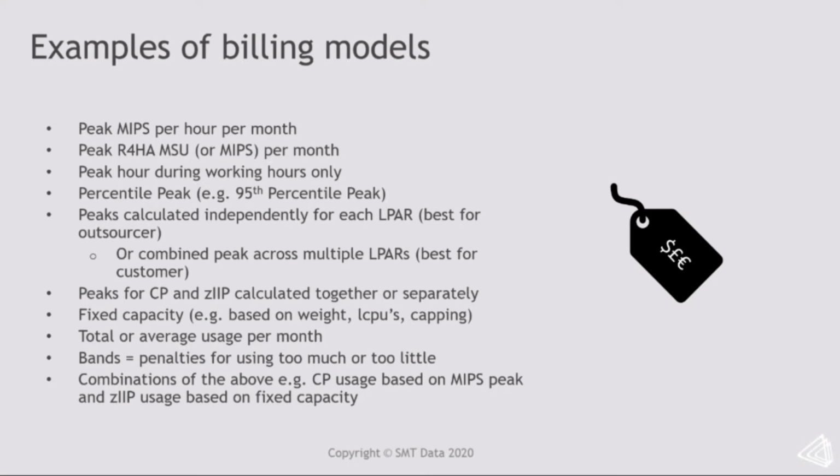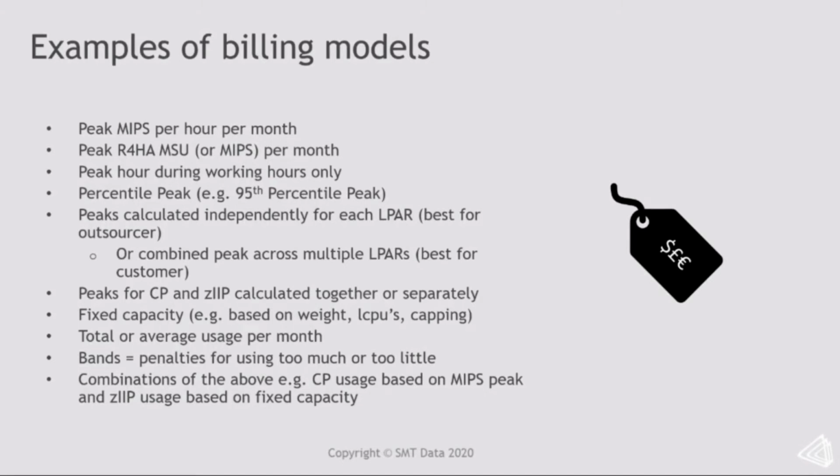You have to be aware of whether your peaks are calculated independently for each LPAR, which will be best for your outsourcer, or whether you're going to combine your LPARs and look at the combined peak. Look at whether your CP and zIIP are calculated together or separately. A lot of outsourced customers are paying based on capacity, so what's the weight, or the number of LCPs, or the capping on the LPAR.